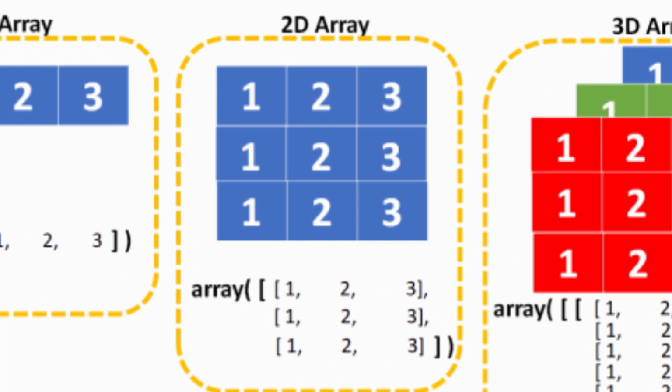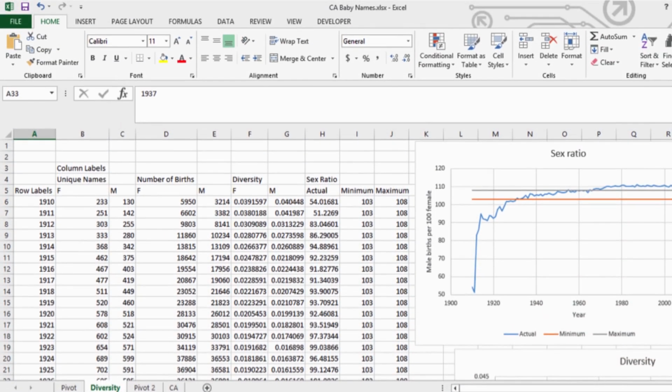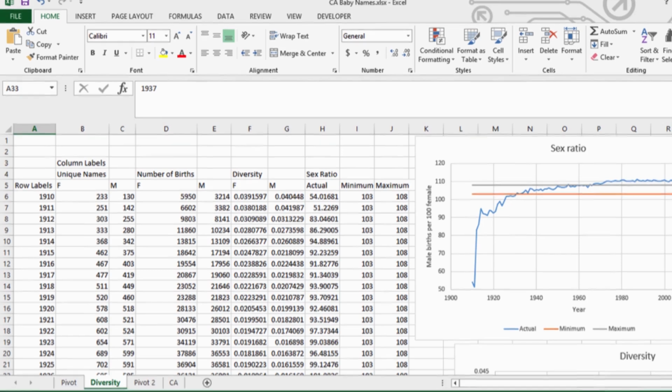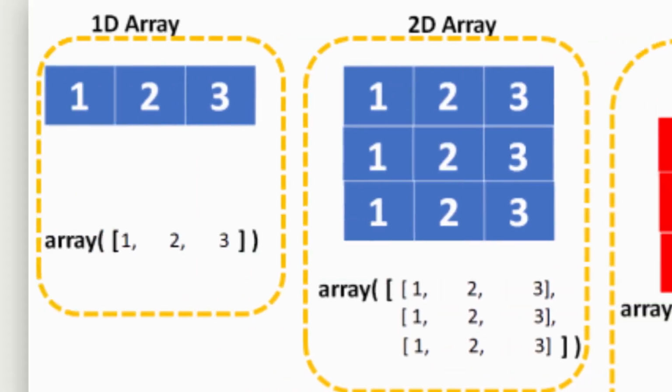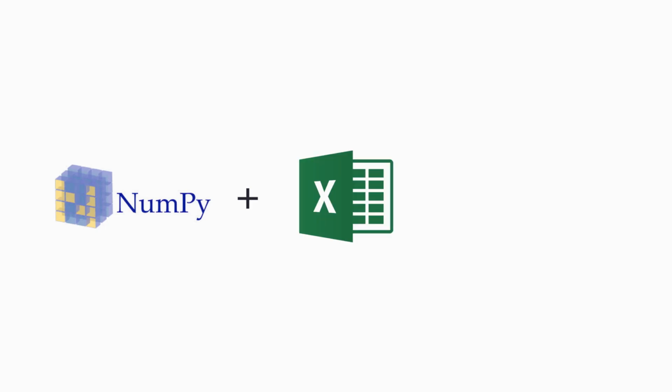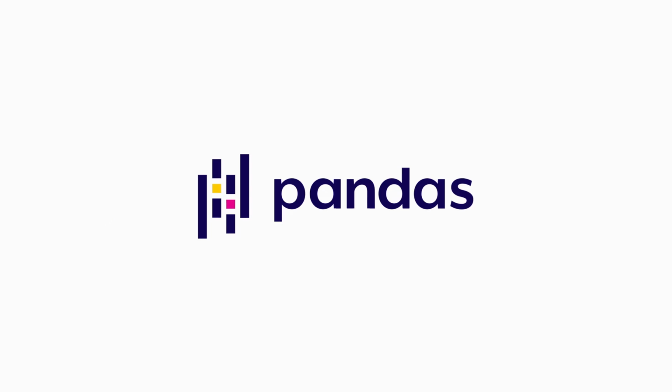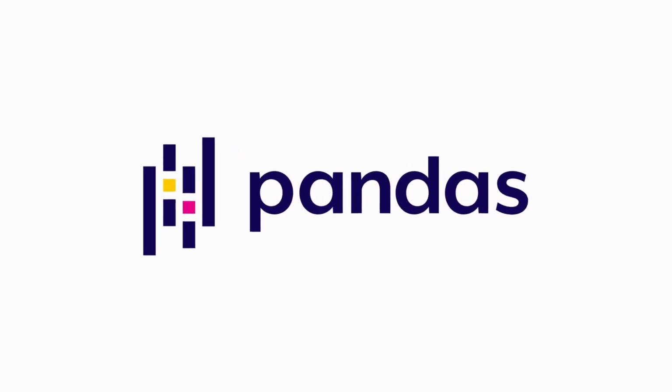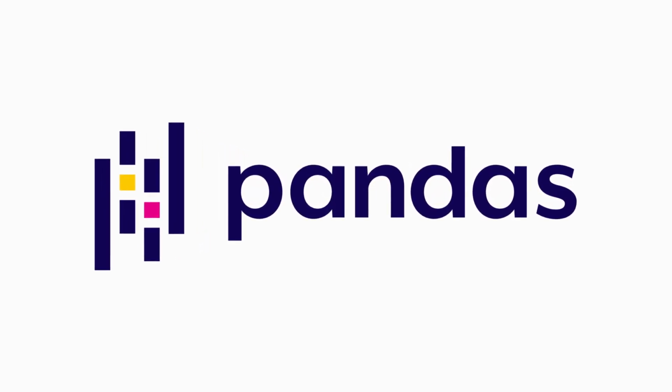Matrices are two-dimensional arrays that are basically tables of data, such as Excel spreadsheets, that allow you to work with large data sets very quickly. Knowing how to work with these large arrays will equip you well for working with images and neural networks later on. There is another library that is like NumPy and Excel on steroids, called Pandas, which will allow you to do incredibly fast data analysis with tabular data, such as spreadsheets.